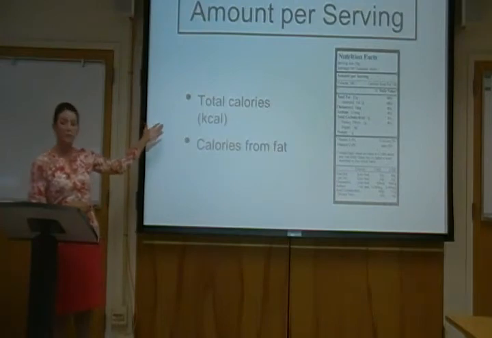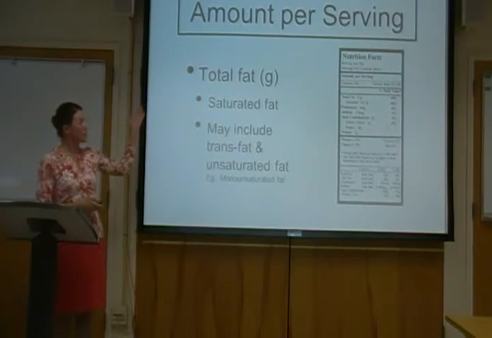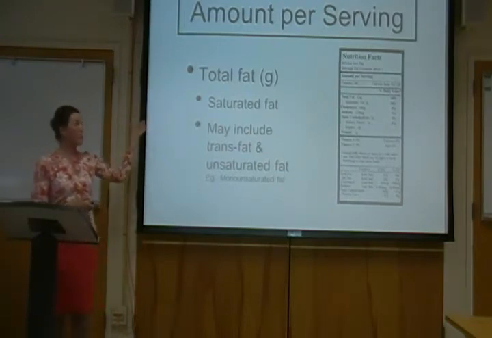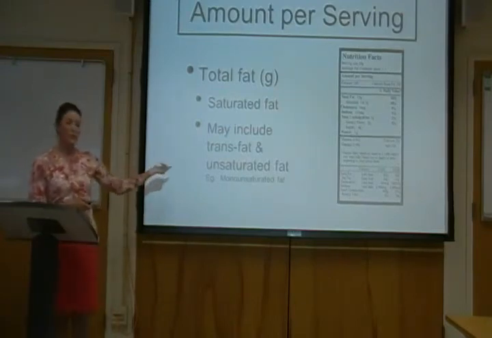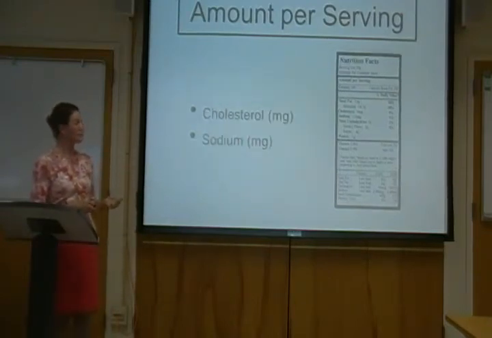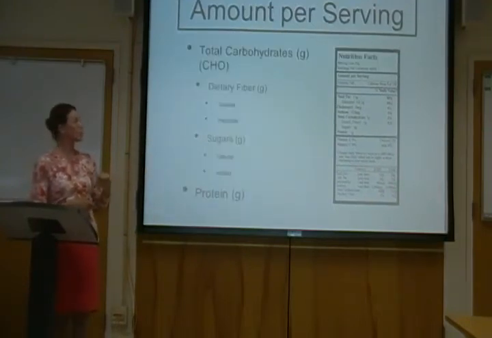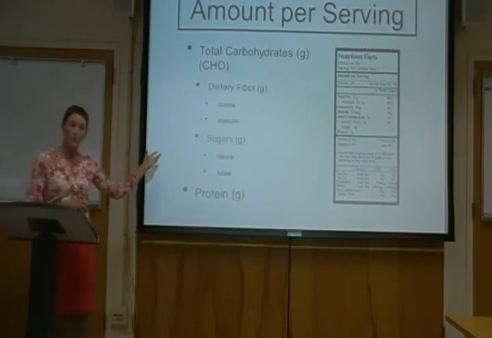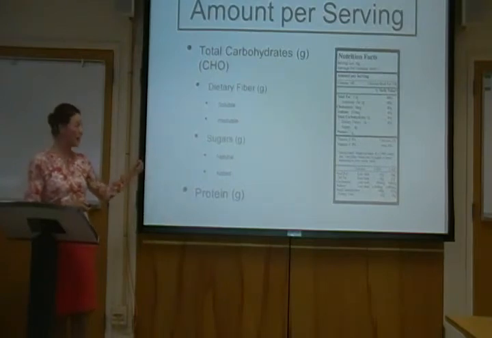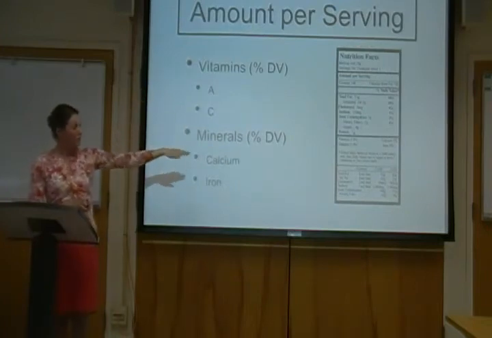This includes total calories or kcal, calories from fat, total fat, including your saturated fat, and the label may or may not include your trans fats and your unsaturated fats, such as monounsaturated fat. Cholesterol in milligrams, sodium in milligrams. It also will have your total carbohydrates, that's your fibers, soluble, insoluble, your sugars, both natural and added, and protein in grams. It will also, at the bottom here, have your essential vitamins and minerals.